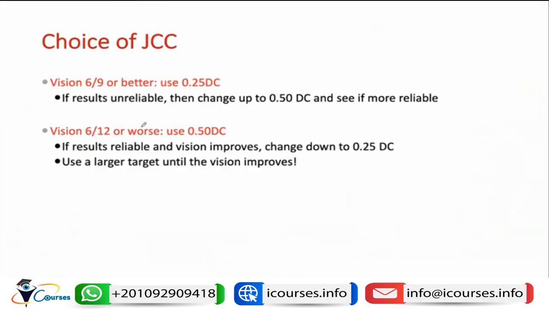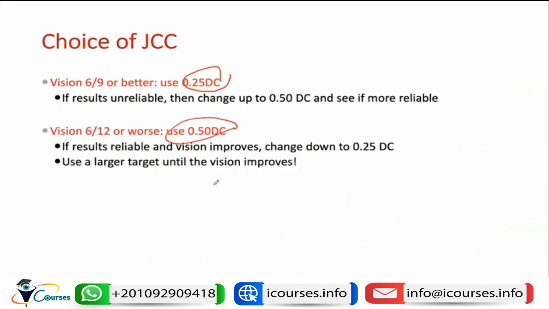black. So we said that we have two types of Jacksonian cross cylinder. Which one to use? If the patient's best corrected visual acuity is 6/9 or better, we use the 0.25 diopter cylinder. If the patient has a vision of less than 6/9, like 6/12 or worse, then we use the 0.5 diopter cylinder. And this is why.